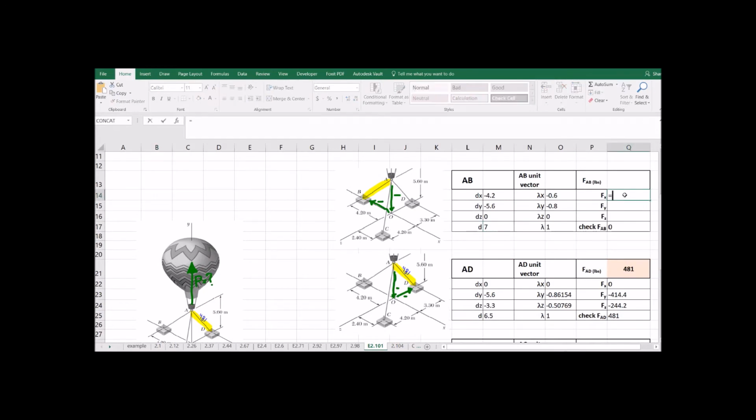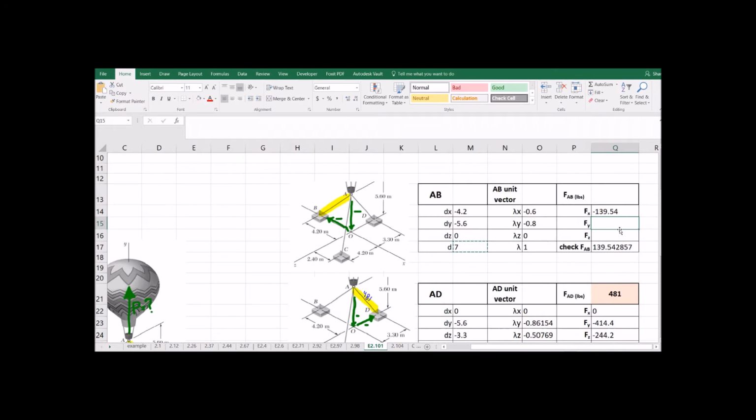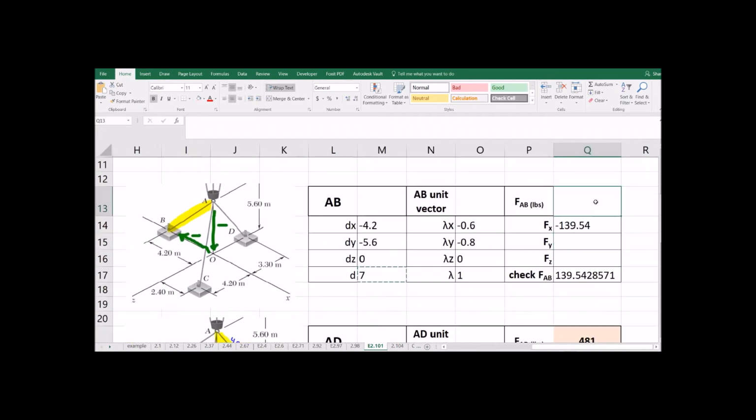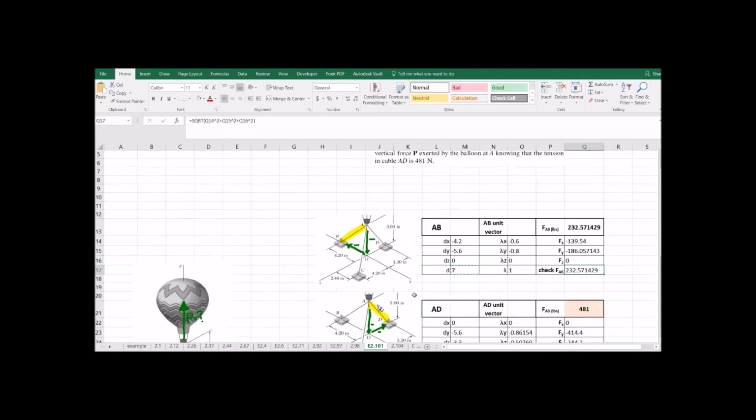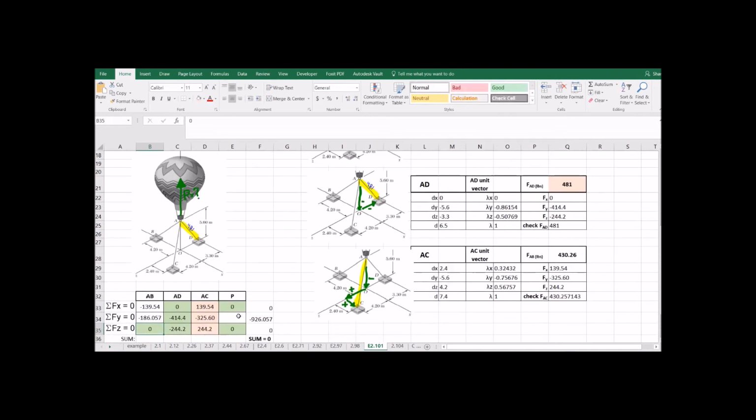So we know a piece of AB. So there's a piece of AB. We can just copy that over. And again, when we know one piece of it in the unit vector, we can get everything from it. So the total force is equal to Fx divided by the unit vector. And then the other y and z components, you just use those unit vectors too.